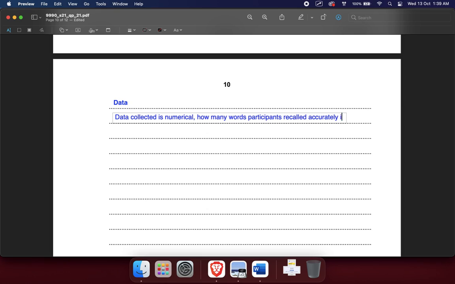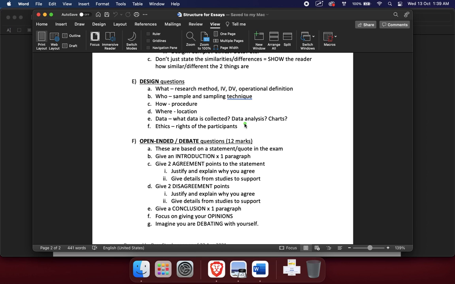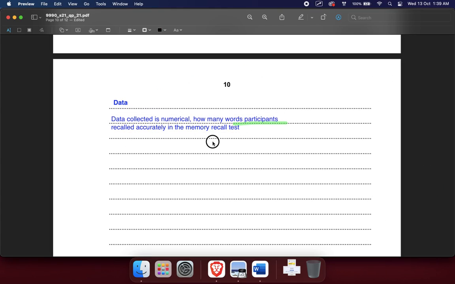Okay, add in the memory recall test. Again, don't need to explain good, bad, strengths, weaknesses. What else do we say? Data analysis and charts. This is where I said we can add the bar graph, right? So the mean of each group will be calculated and compared to each other using a bar graph. Okay, done. So you've got your data there.